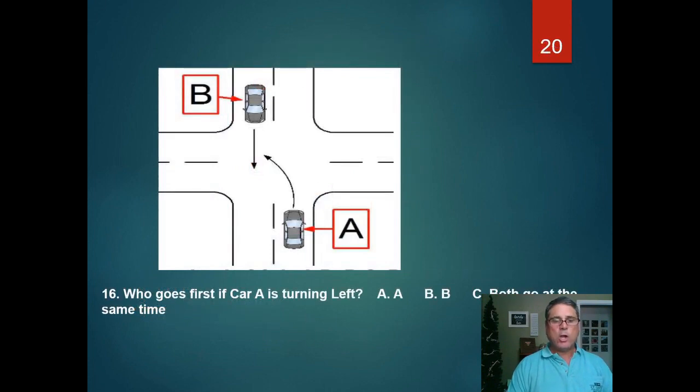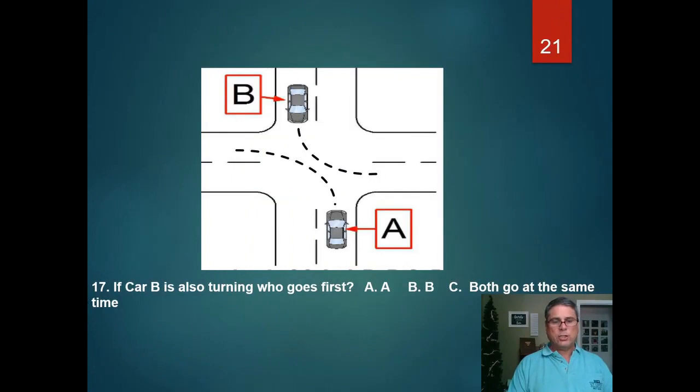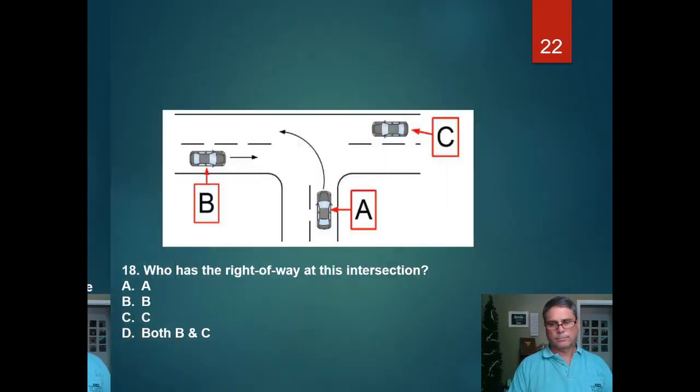All right, who goes first if car A is turning left? Obviously car B. We don't know which way car B is going. It looks like it's going straight, but it could change its mind. Car B gets to go first. If car B is turning, who goes first? C. They're both going to go at the same time, turning in front of each other. Who has the right of way at this intersection? The answer is D, both B and C.